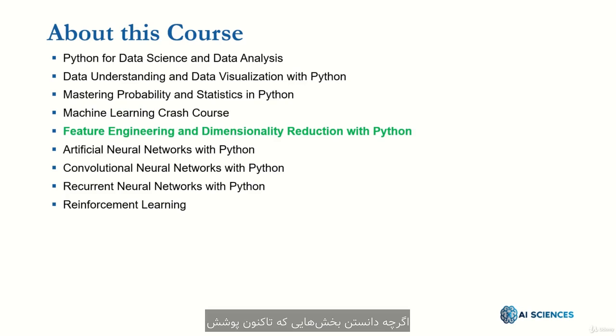Although knowing the sections we have covered thus far, including Python for data science, data understanding and data visualization, mastering probability and statistics, and the machine learning crash course, brings a huge clarity of the field, there is still one thing that brings improvements in the results with a reasonable margin, and that is data pre-processing or data preparation. It turns out that most of the data science today relies on preparing the data suitable for machine learning models.